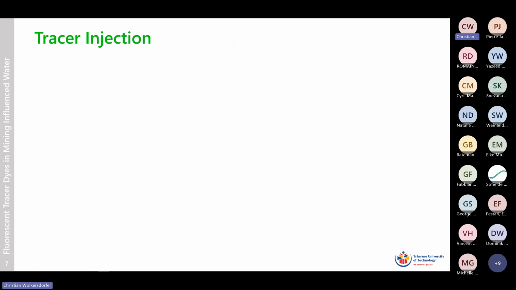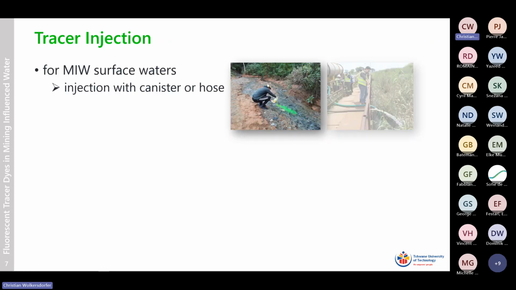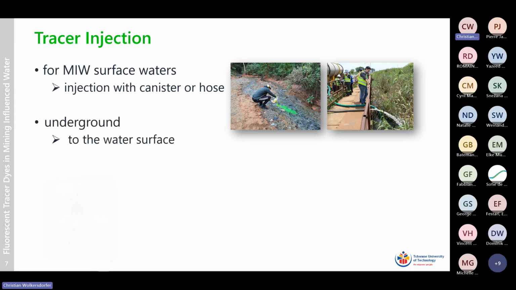Now we talked about the hydrodynamics, and back to the tracer test itself, the tracer injection. For mining influenced waters, it can be surface water discharged from a mine, and the injection can be done on a relatively small scale with a canister, but also with a hose. I mentioned the 30,000 liters. That was a tracer test with mining influenced water here in South Africa. So very different amount of tracers.